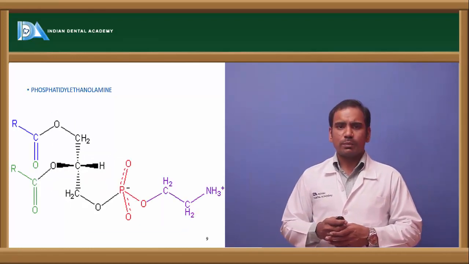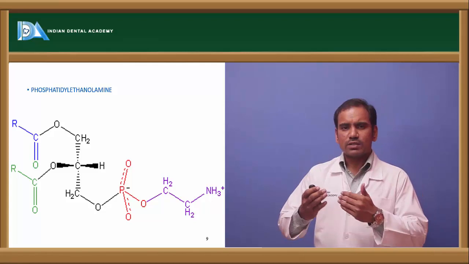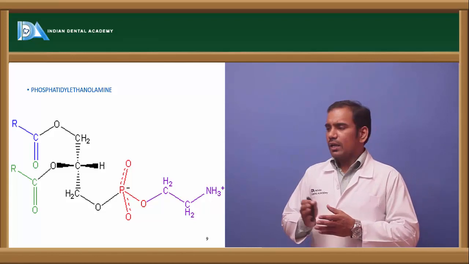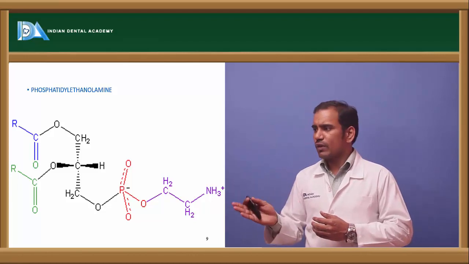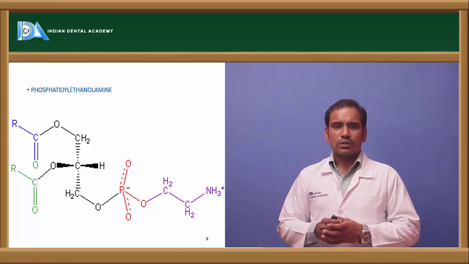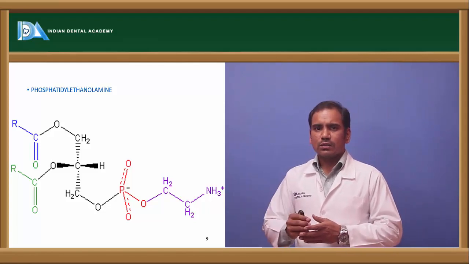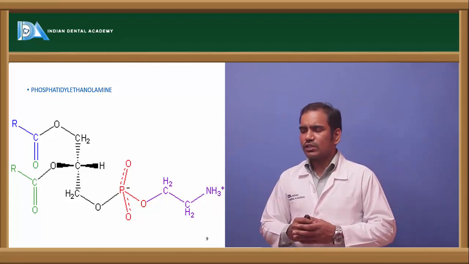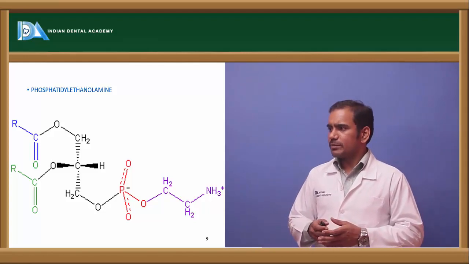Now coming to another phospholipid, phosphatidyl ethanolamine. When you compare phosphatidic acid and phosphatidyl ethanolamine, the basic difference between these two phospholipids is that if you add an ethanolamine group to the phosphate group of phosphatidic acid, then it becomes phosphatidyl ethanolamine. So simply you are adding ethanolamine to the phosphate group of the phosphatidic acid, which results in the formation of phosphatidyl ethanolamine. This phosphatidyl ethanolamine is present in brain and nerve tissue. So those are the sites where it is present.